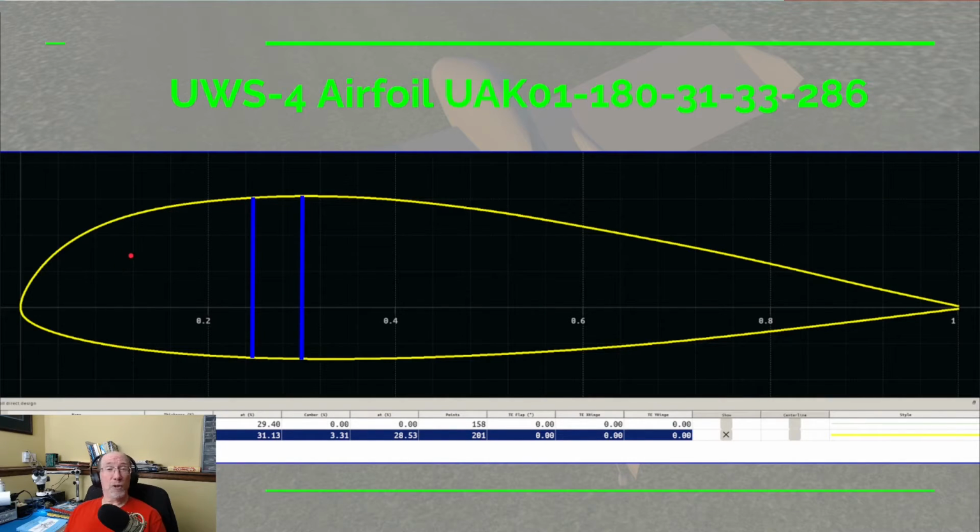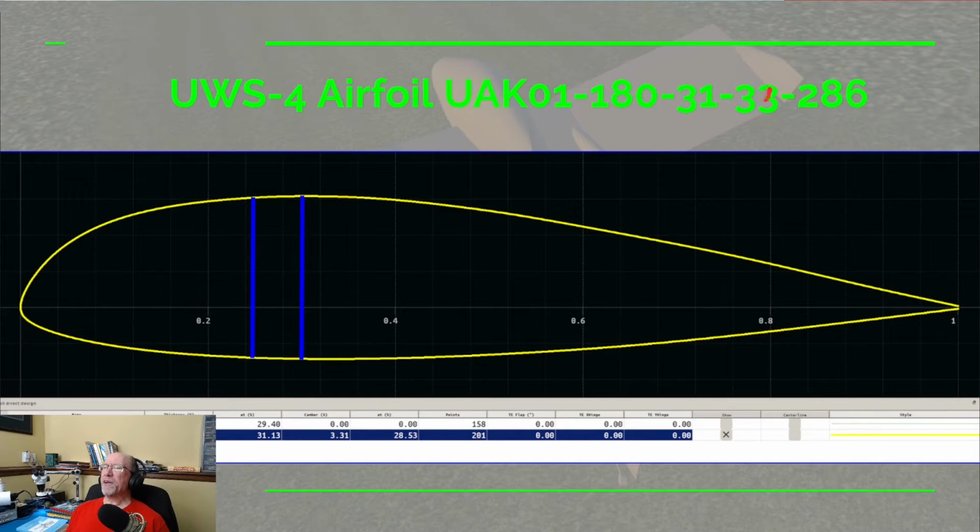Now the particular airfoil we're talking about right now is the airfoil designed by one of my patrons, Keith. Keith, thank you for this airfoil. And right now we're calling it the UAK-01 180 31 33 286. Now this UAK means it's an Ultralight Aircraft Workshop airfoil, and it's designed by Keith. That's what the K is for. And it's Keith's first airfoil that we're using. This 180 means it's 18% thick. 18% of the chord would be the height, the maximum thickness. That occurs at 31% of the chord, back from the leading edge.